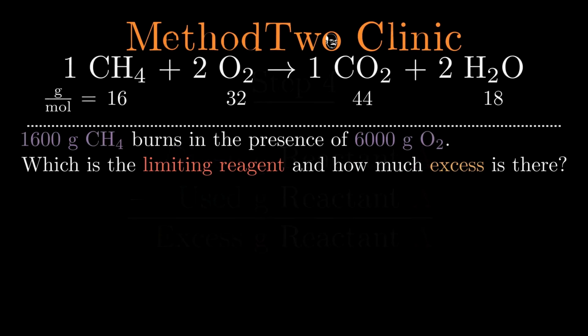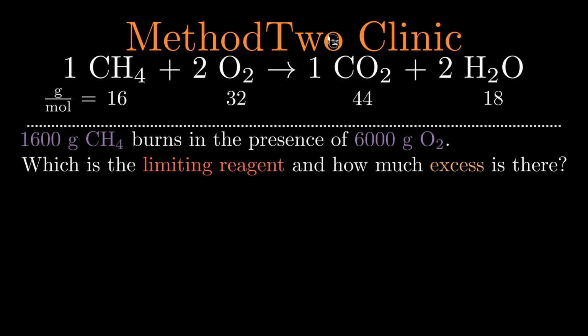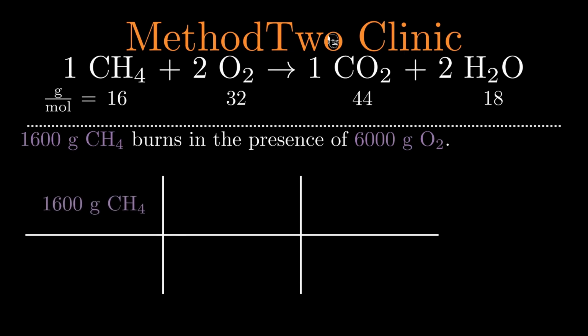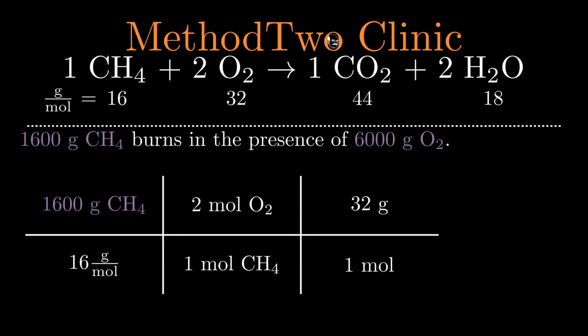The second method requires the same stoichiometry, with the difference being we will directly compare the two reactants to each other. Only because it's first in the question, we'll start with 1,600 grams of methane and determine how much oxygen gas reacts with it. So we'll put all methane's information into the grid, followed by oxygen's coefficient and molar mass. We calculate an answer of 6,400 grams of oxygen.